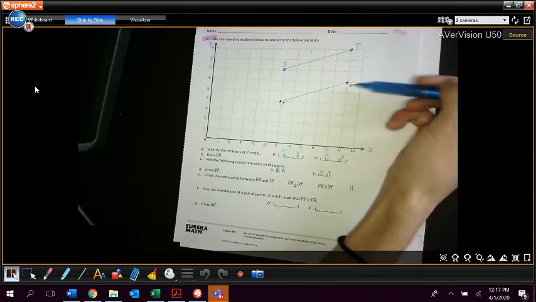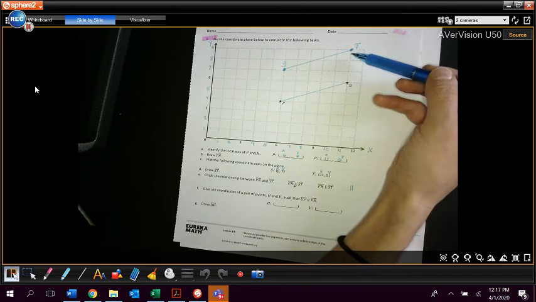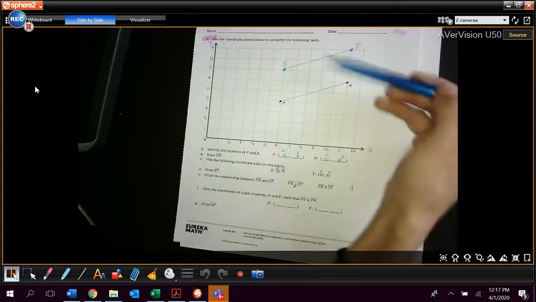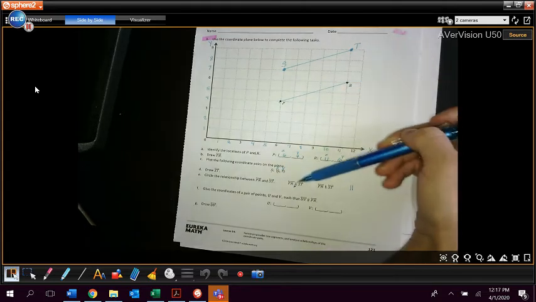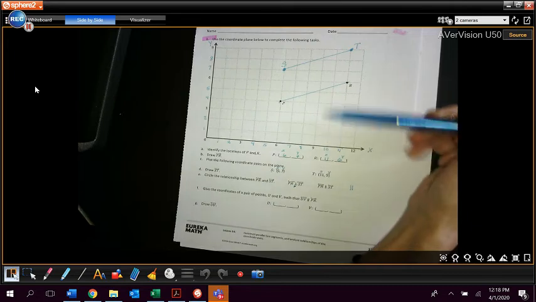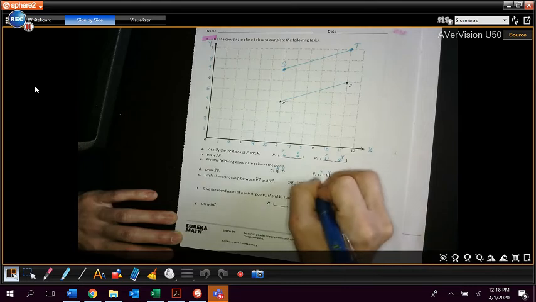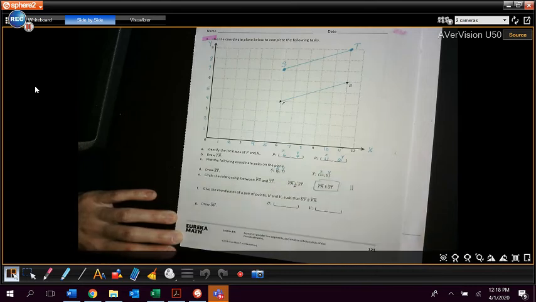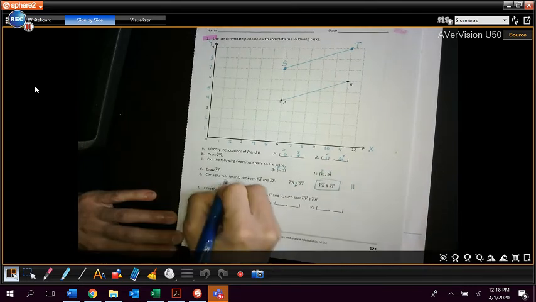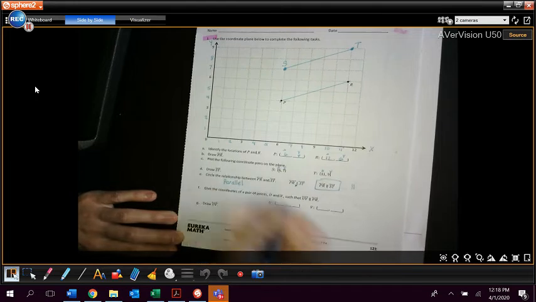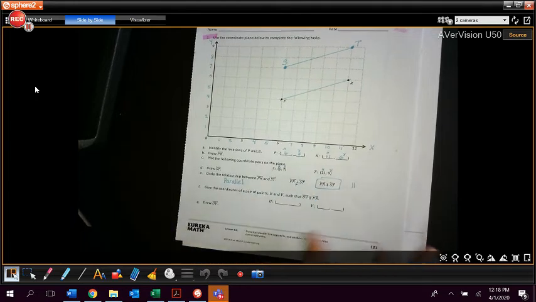So by looking at your plot, what relationship do you see? Do you see that these 2 line segments are perpendicular to each other, that means that they make a 90 degree angle, or that they are parallel? Yes, it's that they are parallel. And I'm just going to write it. You don't have to write it. You could have just circled it, but I wrote it.